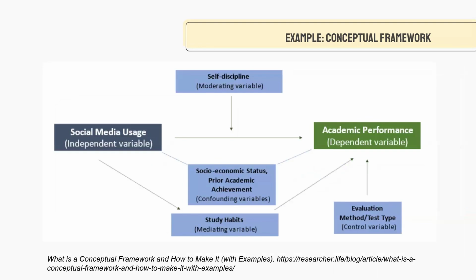Okay, so this is the example of the conceptual framework. The independent variable here in the study is social media usage affecting academic performance. And then they noted confounding variables such as socioeconomic status and prior academic achievement. Mediating variable here is study habits. So social media usage directly affects study habits, which then affects the academic performance. Self-discipline here is considered a moderating variable, but for simplicity, you can also just label it as a confounding variable.